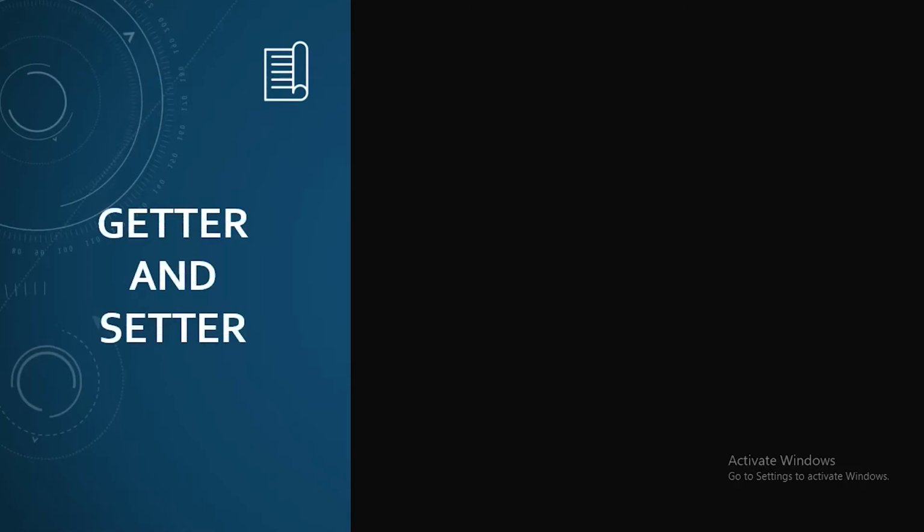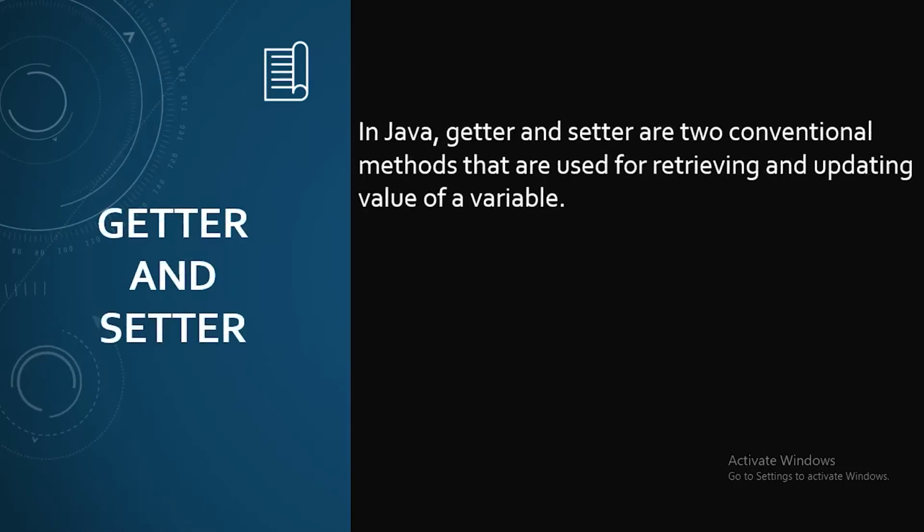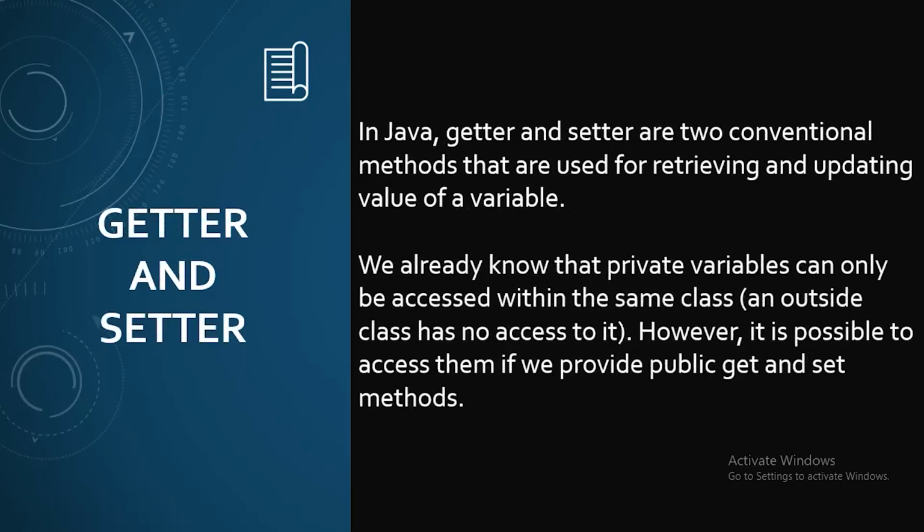Now let's talk about getter and setter. In Java, getter and setter are just two conventional methods that are used for retrieving and updating values of a variable. As you already know, a private variable cannot be accessed outside the class. However, it is possible to access them by providing public get and set methods, or getter and setter methods. Let's try to understand this concept very clearly. Let's see a programming example where we will use getter and setter.